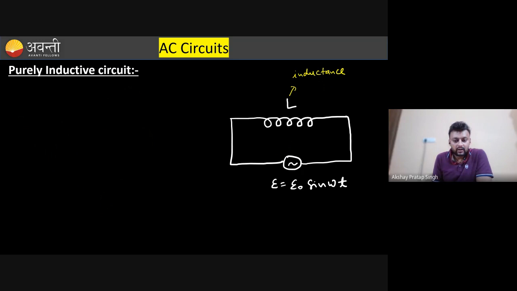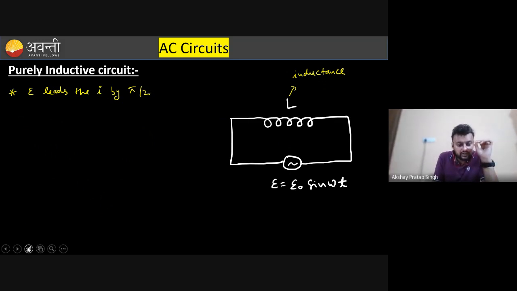Okay, another thing. What is the punchline? So what is the punchline in this circuit? The first punchline: EMF leads the current. In this circuit, EMF leads the current. By what angle? By pi by 2. This is the first punchline.